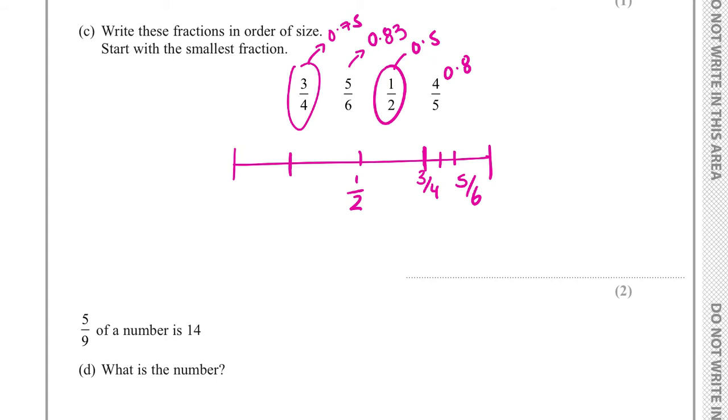So what's the smallest? A half, then 3/4, then 4/5, then 5/6. Okay? Another way we could do this is convert them all to the same denominator, but it's easier with simpler fractions to convert them to decimals if you need to.